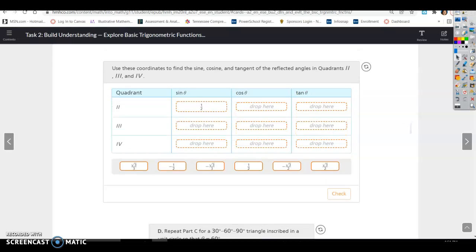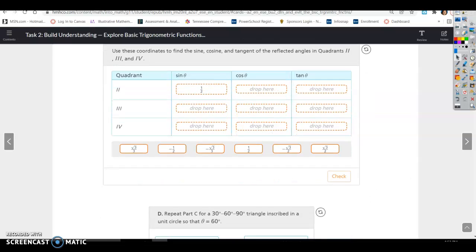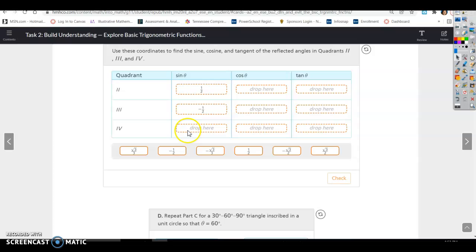So if we look at our ordered pairs, we know this is cosine and sine. So we know our cosine is going to be some version of square root of 3 over 2. When I say some version, I mean positive or negative. And our sine is going to be some version of 1/2, positive or negative. So we just have to figure out whether it's positive or negative. In the second quadrant, the sine goes up, so it's positive. In the third quadrant, it goes down, so it's negative. In the fourth quadrant, the sine goes down, so it is negative.